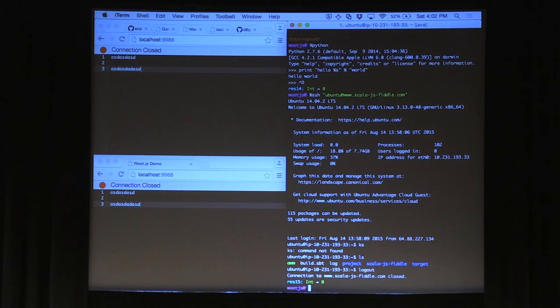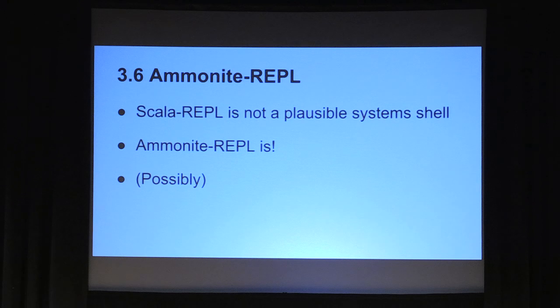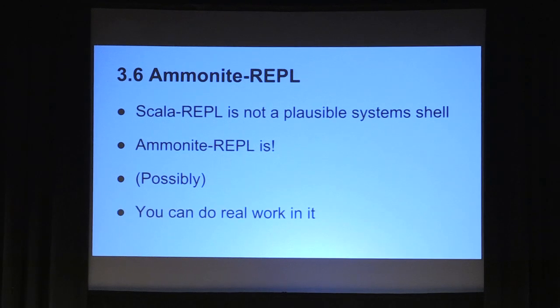So that's pretty neat, and I think that kind of answers the question in that even though the Scala REPL is not a plausible system shell, with some tweaks, it kind of is, maybe. This is clearly not something that millions of people are using, but I think it's plausible, and I've used it for hours at a time without getting angry at it. That's much longer than you can survive using the normal Scala REPL or even a Python REPL. You'll get angry within about 2 minutes. So you can do real work in the Ammonite-REPL without getting out of the shell.